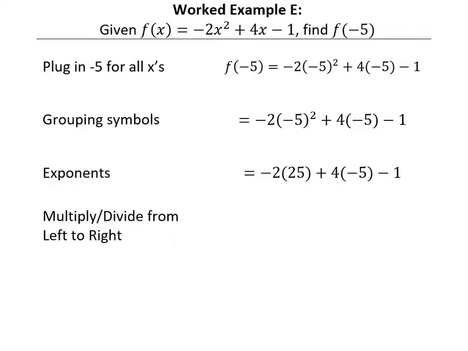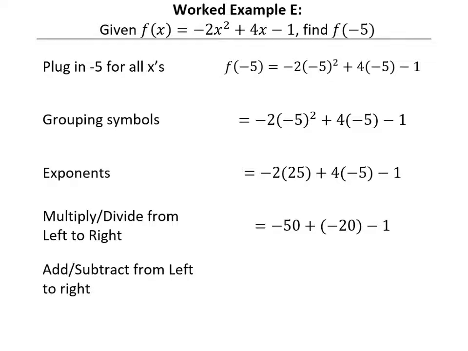Then we take care of multiply and divide from left to right, which we only have multiplication. So negative 2 times 25 is negative 50. 4 times negative 5 is negative 20. And then we add and subtract from left to right. Negative 50 plus negative 20 is negative 70. Negative 70 minus 1 is negative 71. And we write our answer as f of negative 5 equals negative 71.